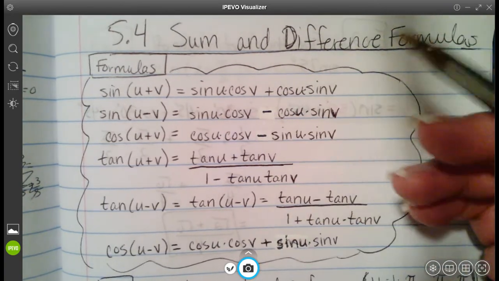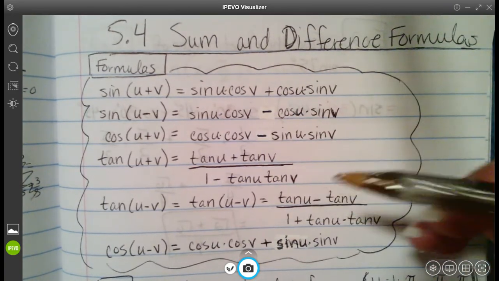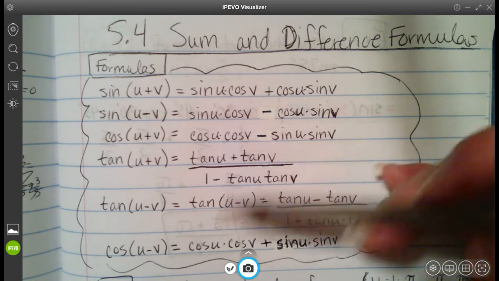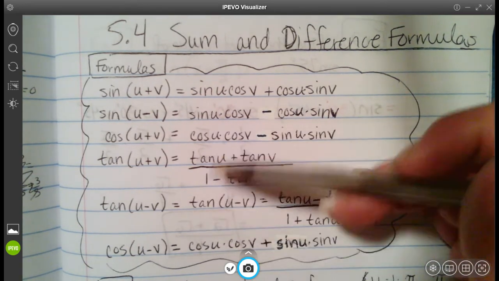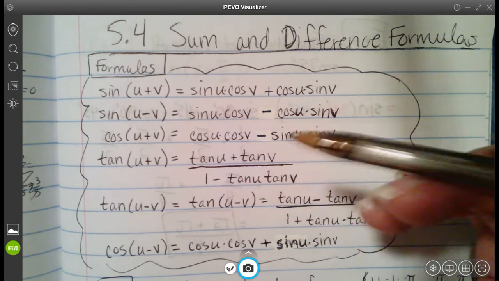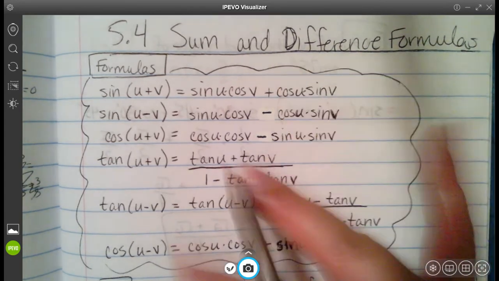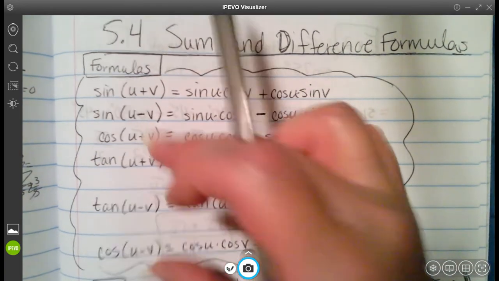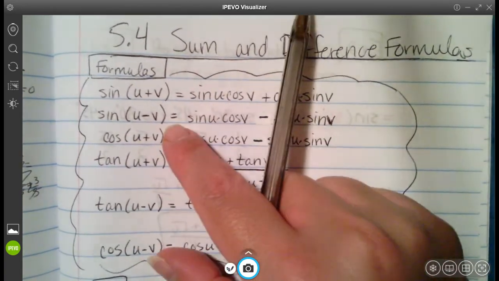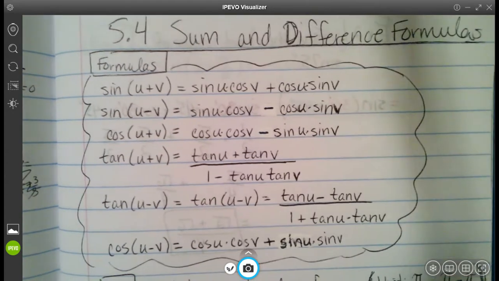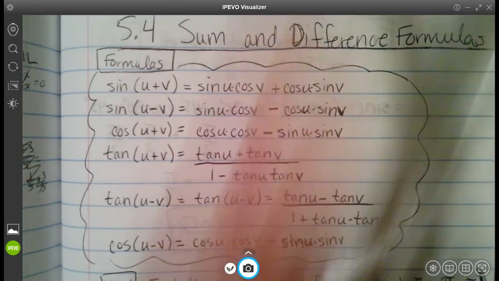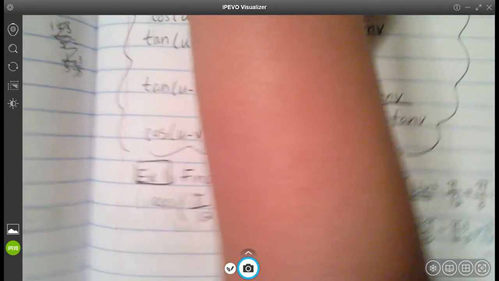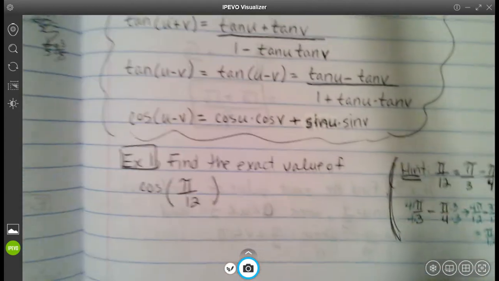Sometimes you can break down angles into smaller angles that we're more comfortable with, like 30 degrees, 45, 60, 90, the ones that are part of the unit circle, and so forth. So here are the formulas. We have 2 for sine, 2 for cosine, and 2 for tangent. I kind of put them in the wrong spot, but that's okay. We're going to jump right into an example. Let's look at example number 1 and see how this works.